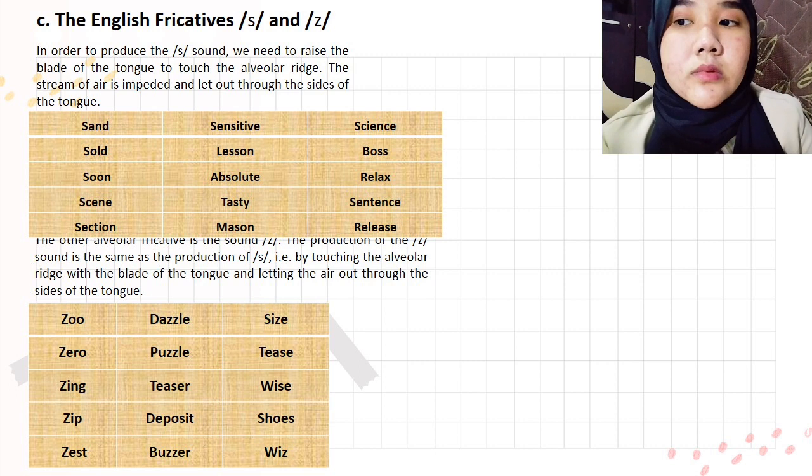zero, zing, zip, zest. And in the middle of a word are dazzle, puzzle, taser, deposit, buzzer. And then at the end of a word are size, tease, vice, shoes, vis.